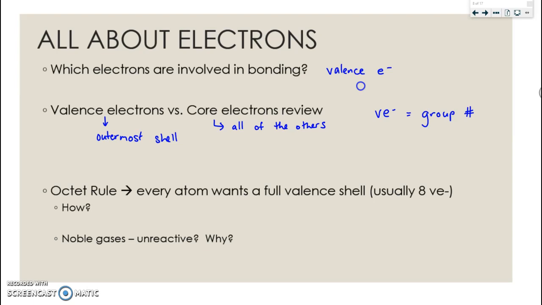We have something called the octet rule that says every atom wants a full valence shell. Oct meaning 8. So most of the time it's 8. They obtain this full shell by either gaining, losing, or sharing electrons. Our focus is going to be on the sharing within this part of the unit. Our noble gases are going to be unreactive. Let's talk about why. Noble gases are group 8A, so they already have 8 outer shell electrons. The one exception to this rule is helium. Helium only has 2 electrons total, so even though it's in group 8, it only has 2 valence electrons.